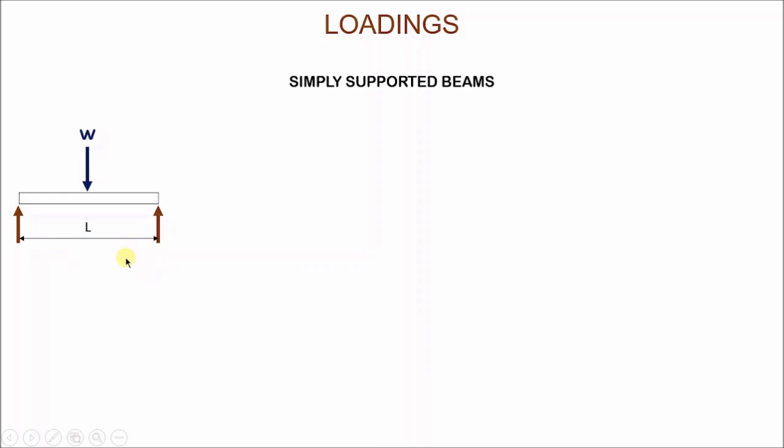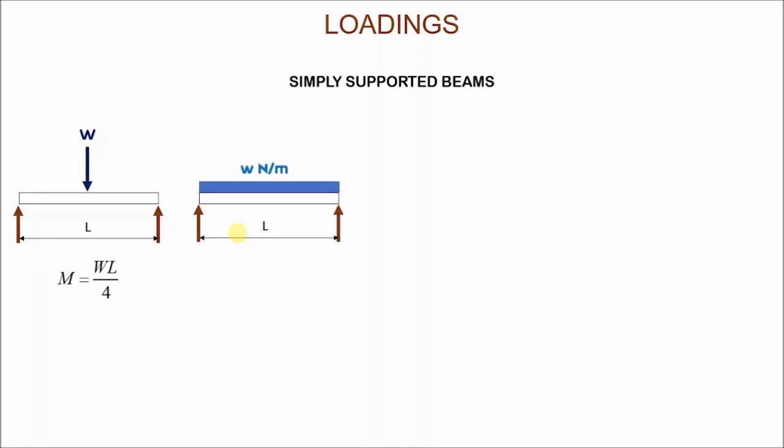And the length of the beam is L, and the first case, as I said, is when you have a point load acting at the middle of the beam. And when that is the case, the moment of resistance is given by the magnitude of that point load multiplied by the length of the beam divided by 4.